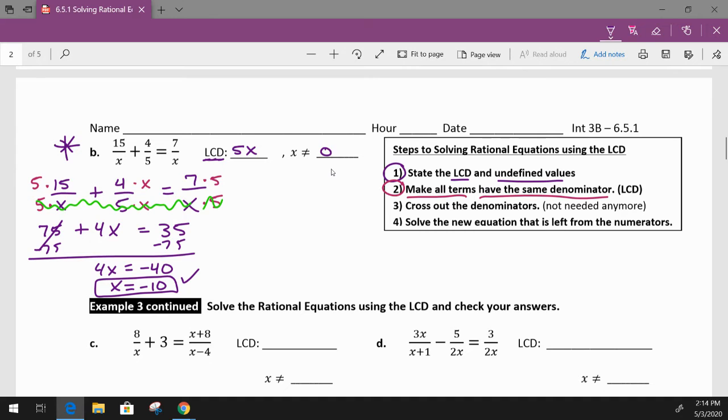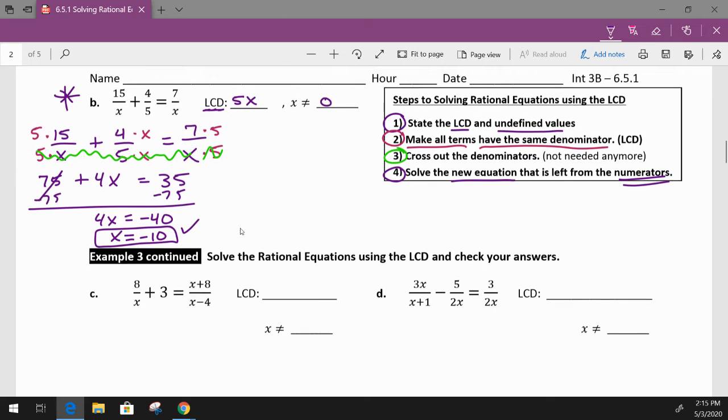All right, so going back here, let's go through our steps again. The first step was to state what the least common denominator was, looking at the denominators that you have. Also state your undefined values. Then we made all the denominators the same by multiplying each term by whatever it needed to get the denominator to be the same. Then we crossed out the denominators, and we then solved the new equation that is made from the numerators. So again, we set the numerators equal to each other, and we solve from there.